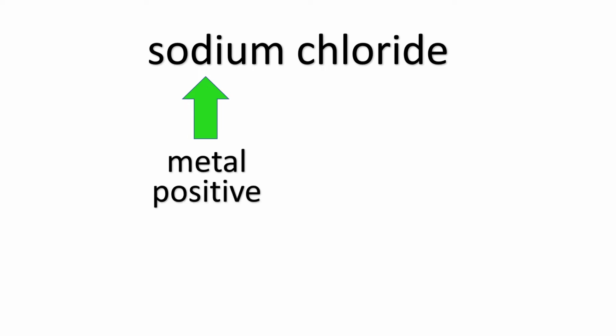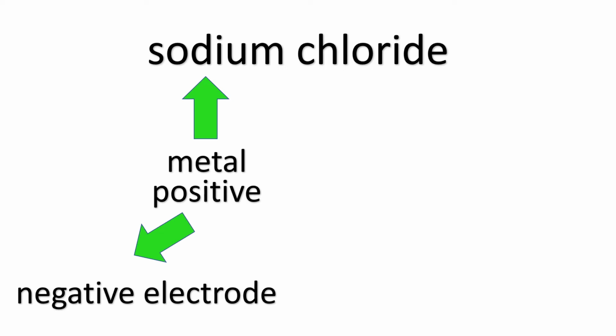Which one's which? Well, you should know the metal is always first. And if you weren't sure, hopefully you would look at your periodic table. You would recognise that sodium is on the left-hand side of the periodic table and therefore a metal. And therefore the metal is positive. You can see where I'm going with this, and therefore it will be attracted to the negative electrode. It's a very simple process, but as I said earlier, if you get those the wrong way around, you can answer the entire question wrong.